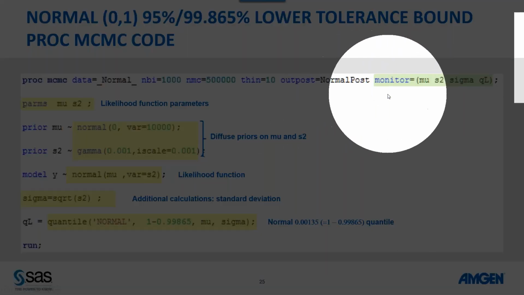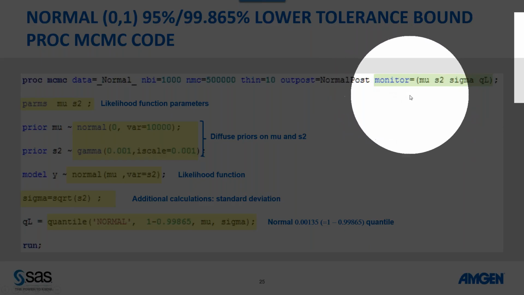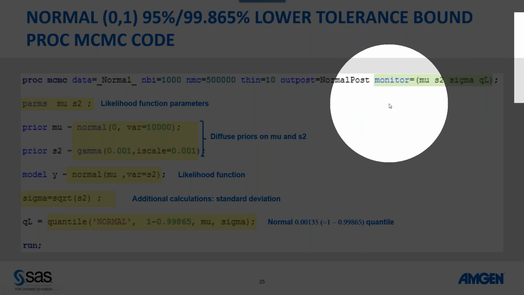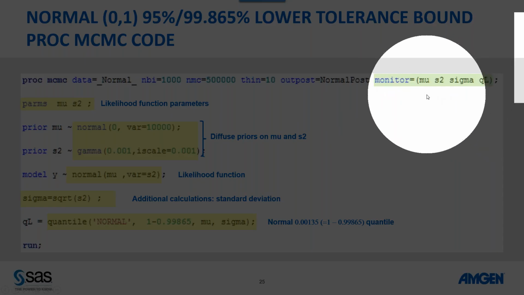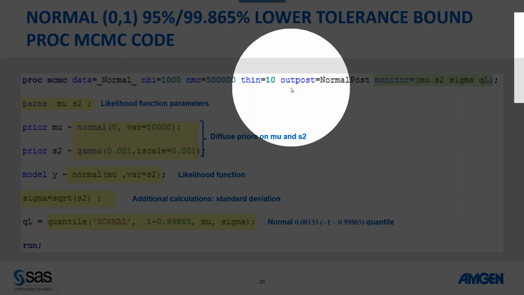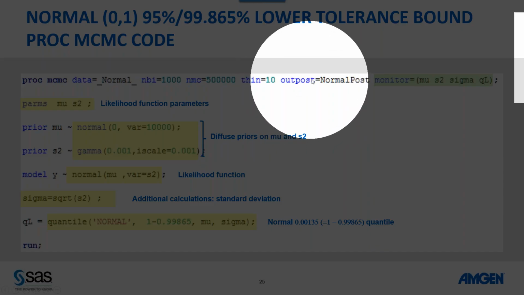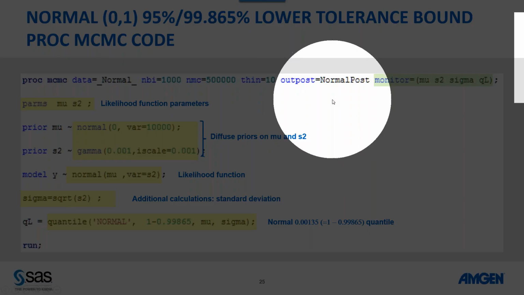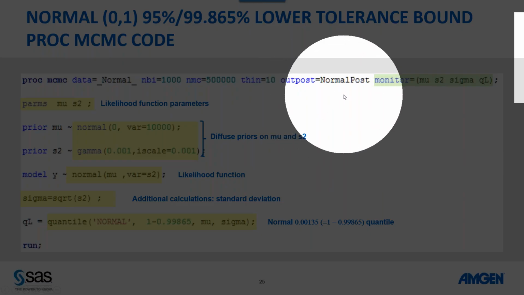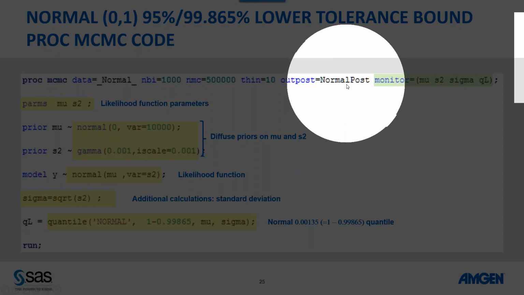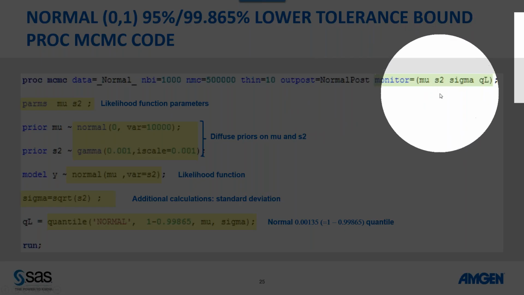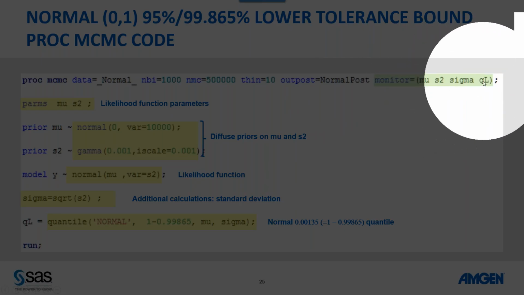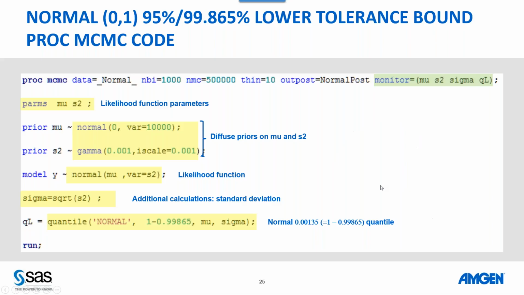And notice here, this is key: there's this statement called monitor. These are the parameters that you want to monitor. You may have intermediate parameters that you don't care about, but whatever you put in the monitor, you'll see the posterior samples in the data set. And this outpost is the data set that contains the posterior samples. So I'm calling it normal POST. This data set will contain a whole bunch of information plus posterior samples for mu, the variance, the standard deviation, and that lower quantile that we calculate.